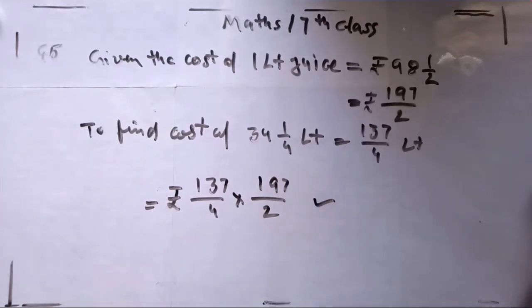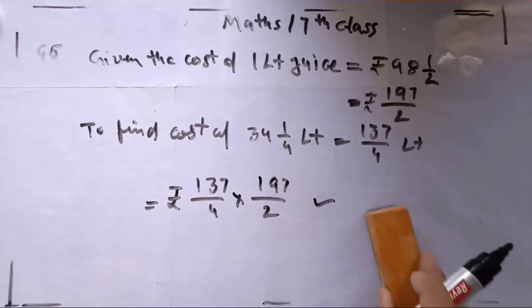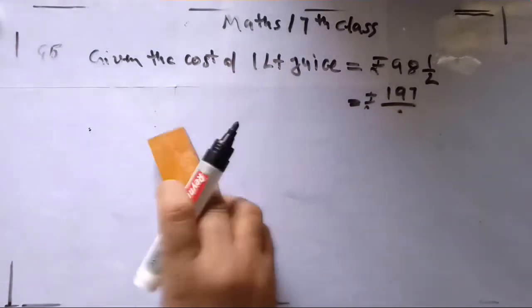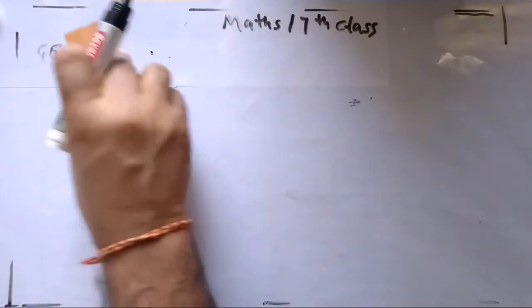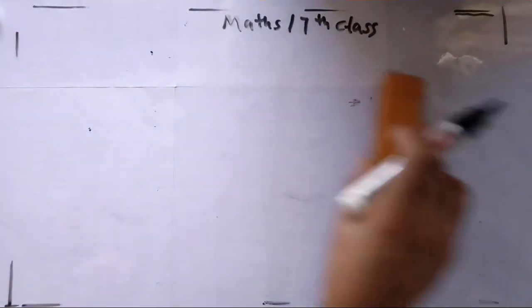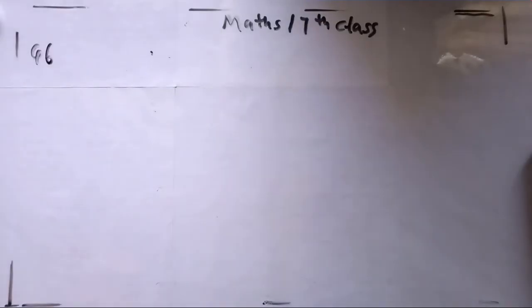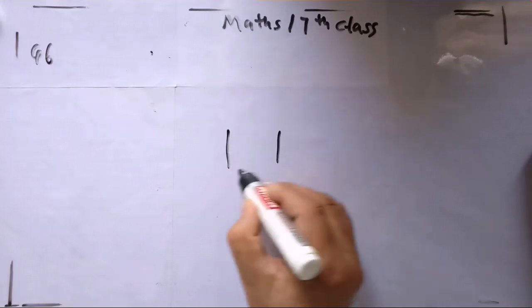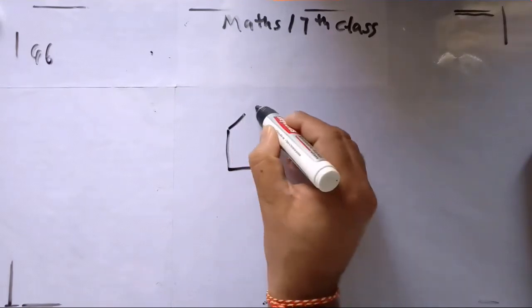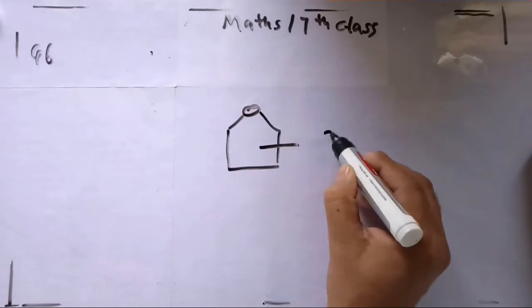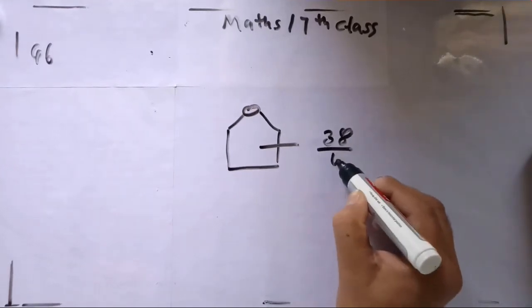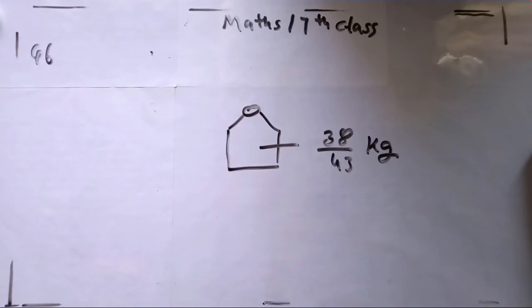Now I am telling you the next question, question number 6. You will find the cost after multiplication of these two digits. In the 6th question, one bottle of jam holds 38 over 43 kilogram. Beta, you have one bottle and this one bottle has 38 over 43 kilogram jam.